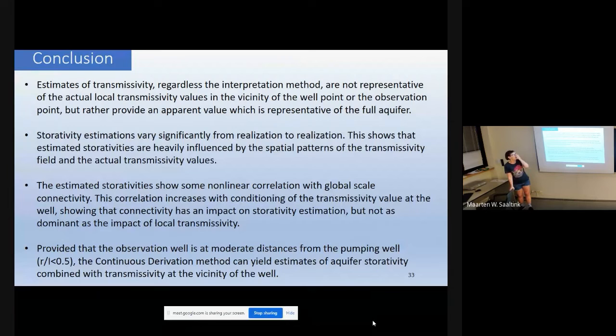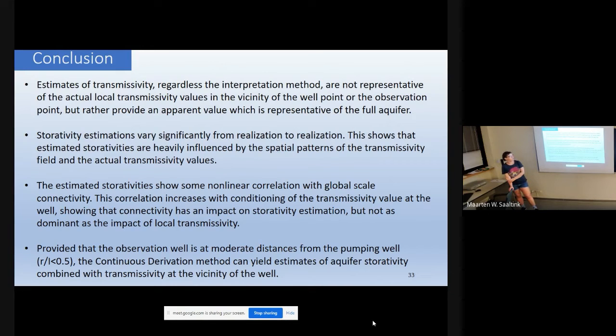Conclusion. The estimates of transmissivity, regardless of the interpretation method, are not representative of the actual local transmissivity values in the vicinity of the well point or the observation point, but rather provide an apparent value which is representative of the full aquifer. This was proved in the 90s, in Chami's work and others' work, but they didn't consider connectivity, and we added connectivity, but nothing changed.